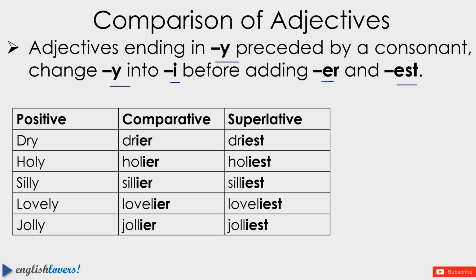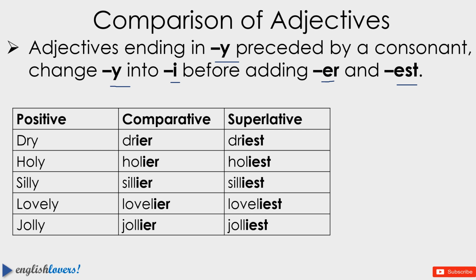The next is adjectives ending in y preceded by a consonant: change y into i before adding er and est. So er and est are added, but what happens here is that when there is y at the end of the adjective, that y changes into i and then it takes er and est.